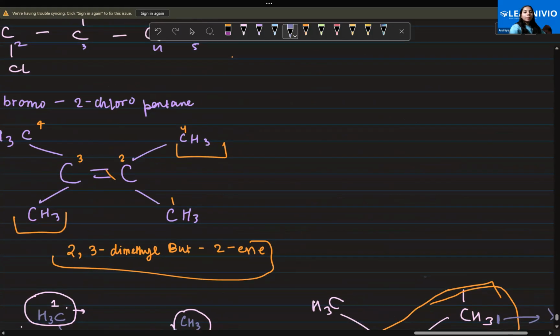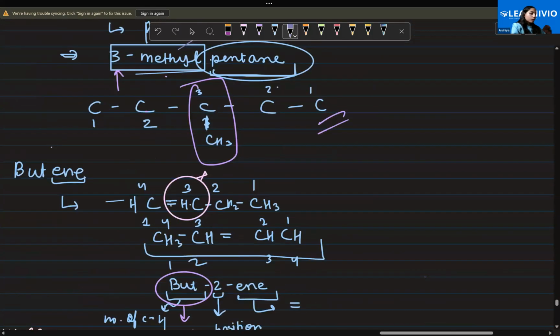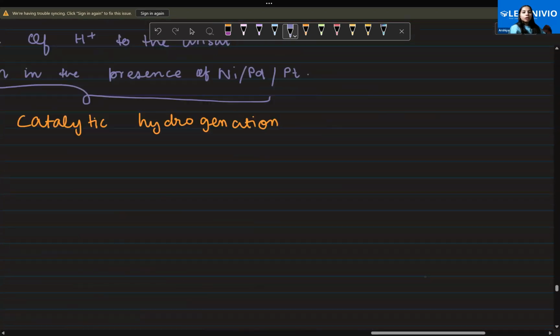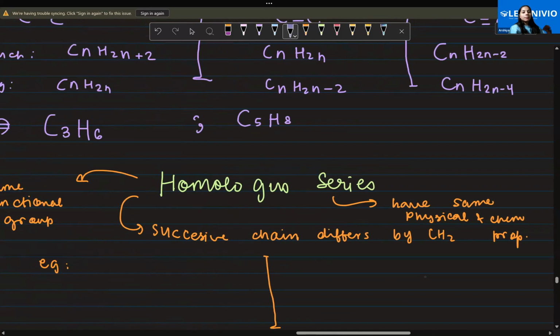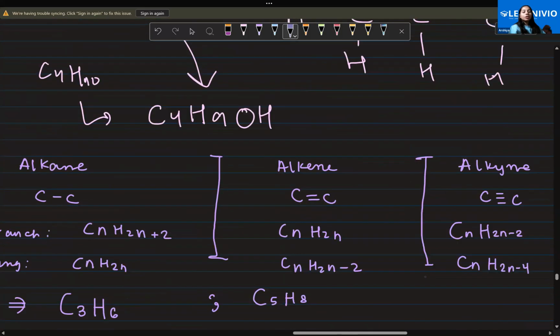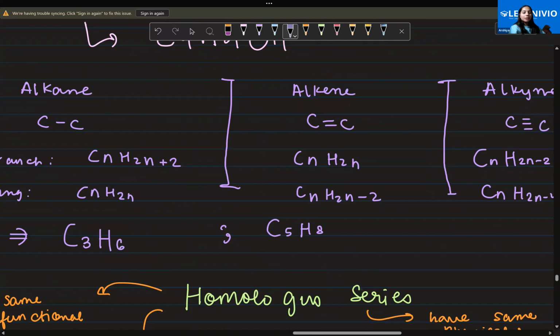Now let's move. So this was all about nomenclature. I'll give you a few questions in a minute. Now let's move to a new thing called homologous series. Now, before that, we have to focus on the formula, like how this chain increases.